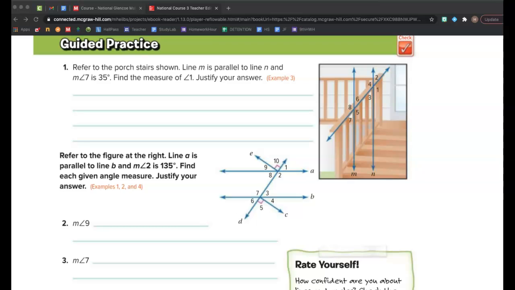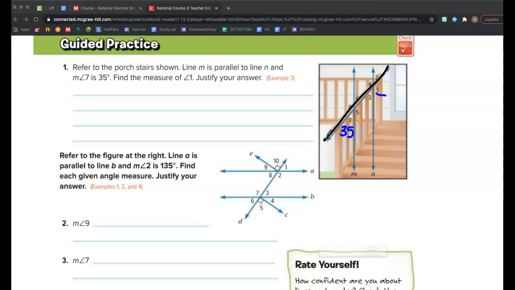So the first one, you are given the measure of angle 7. What is it? 35. And which one do we need to find? We need to find 1. So if I highlight my transversal line, are those two on the same side or opposite side?